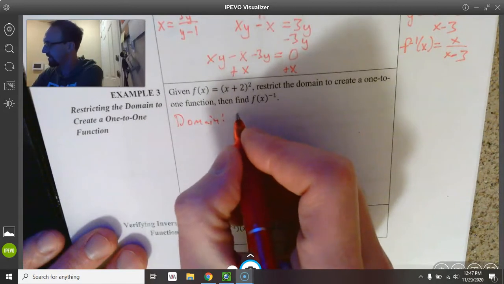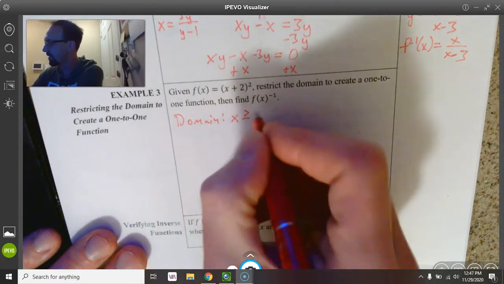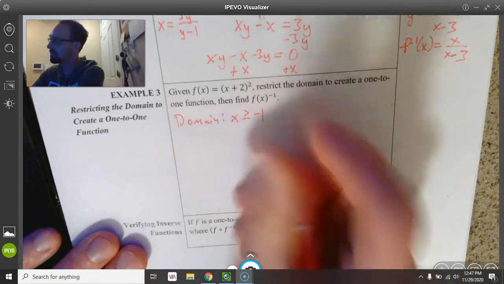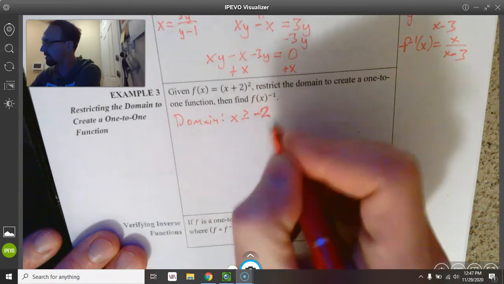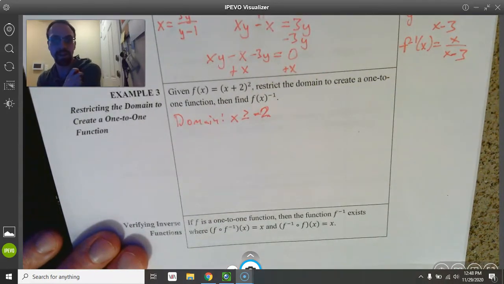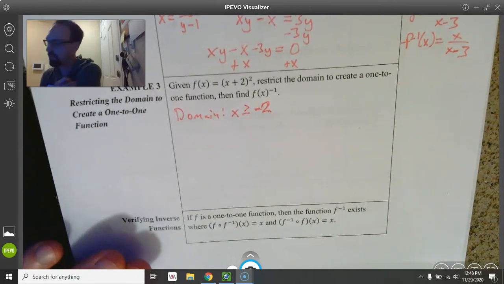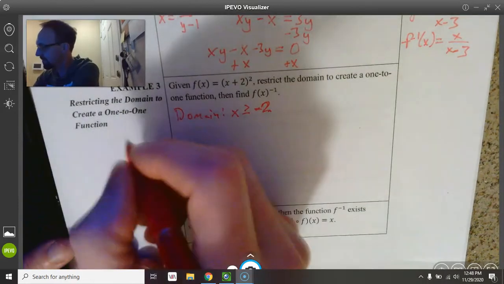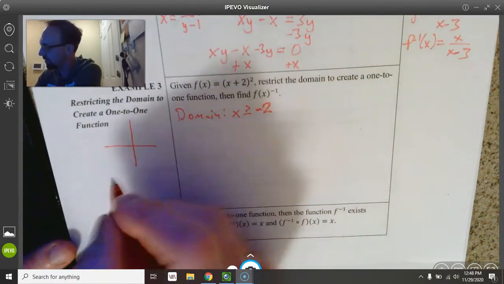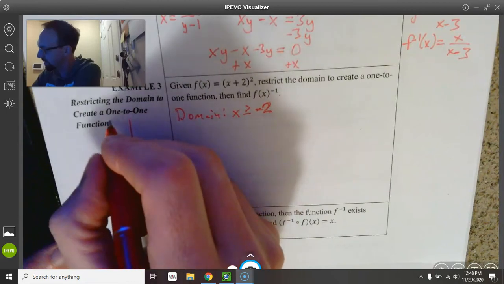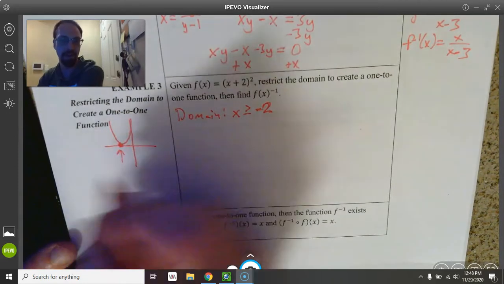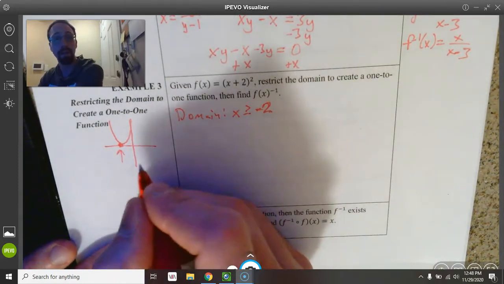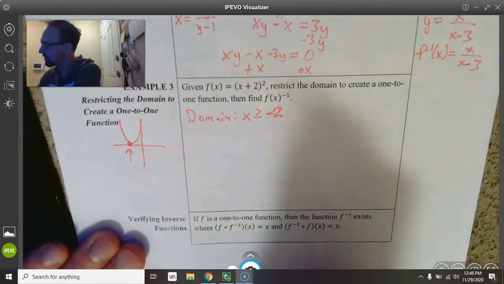So my domain in this case, I want x to be greater than or equal to negative 2. And that'll give me unique y values. If I plug in negative 2, I get 0. If I plug in negative 1, I get 1, and so on. So just be mindful of what you need to do to essentially make this one-to-one. What I knew from this graph is that it did something like this. And so right here is where I wanted to restrict the domain, there and to the right. I could have also had there and to the left.